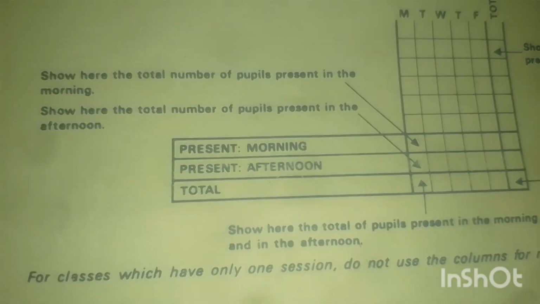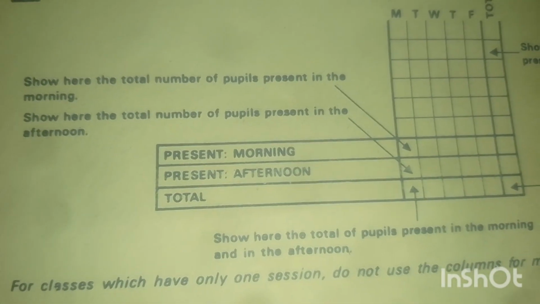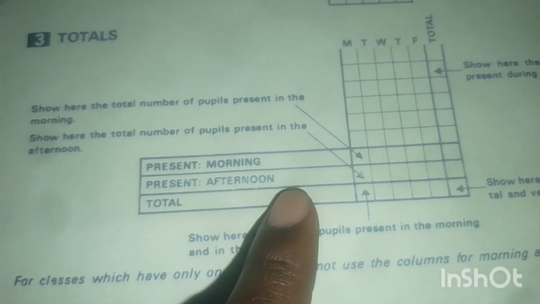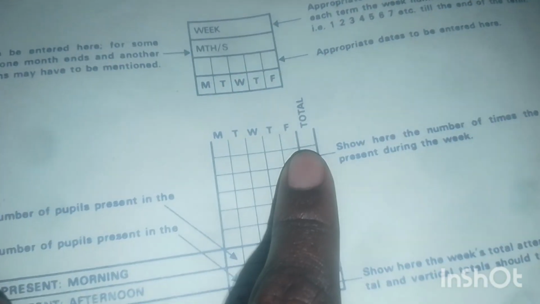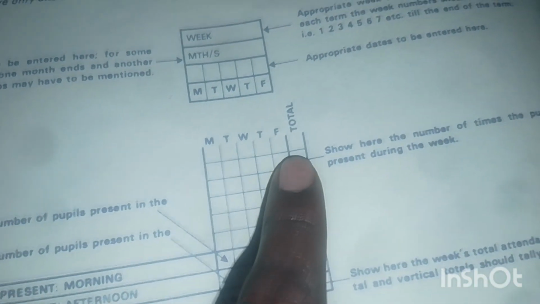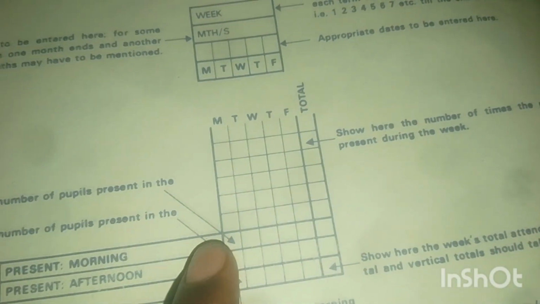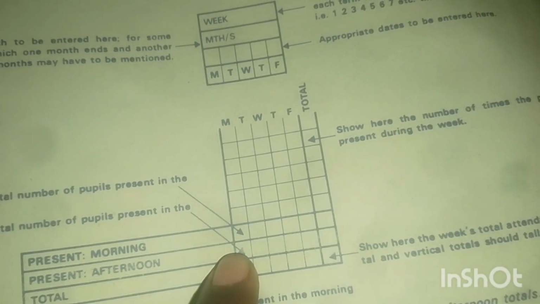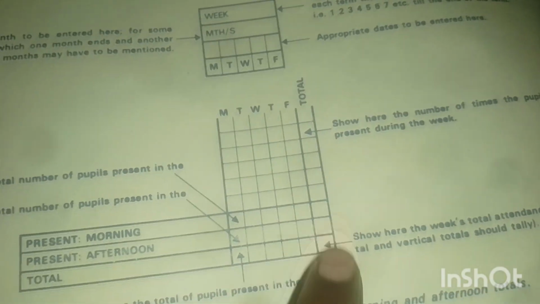Third step is show here the total number of pupils present in the morning, and show here the total number of pupils present in the afternoon. So this is where you basically mark the register. Then you'll find the totals for each student at the end of the week. And here is how many people were present in the morning, how many were present in the afternoon. Then we'll have the totals there.